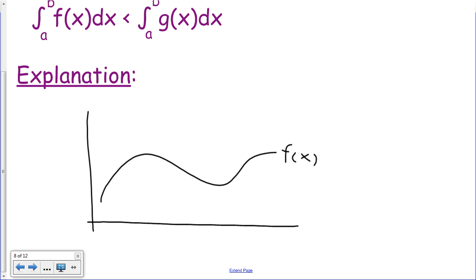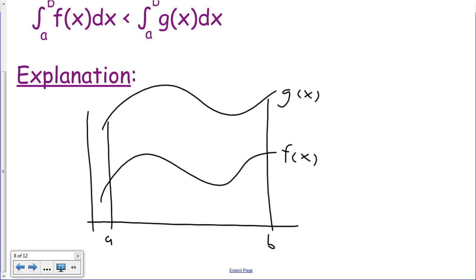And for ours, we were saying that f of x was always less than g of x. So I've got to sketch g of x above this, and you can put whatever kind of curve you want on g of x. In fact, they could even be below the x-axis, as long as f of x is always below g of x. And let's say that this is the interval here from a to b. So the conclusion says that the integral from a to b of f of x is less than the integral from a to b of g of x.